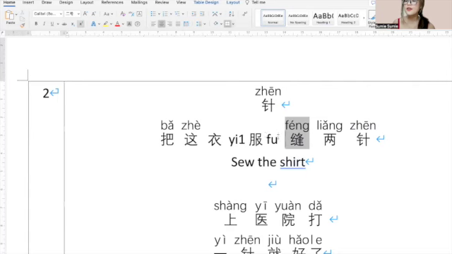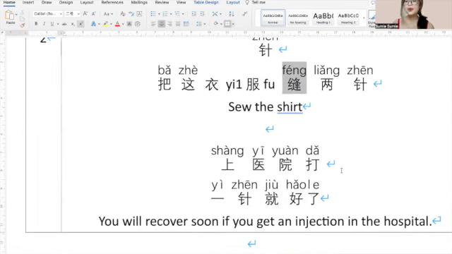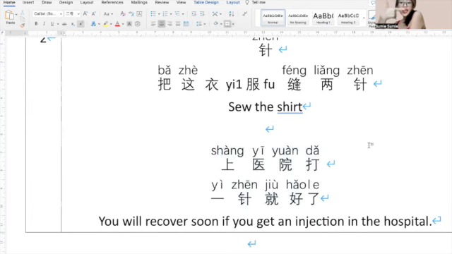请把这衣服缝两针. Or another example, 上医院打一针就好了. That means if you're feeling unwell, you just go to the hospital to get an injection, okay? Then you will recover soon. 打一针. So you can see, 针 is a measure word to describe the verb or an action, 打. So it is a little bit challenging.